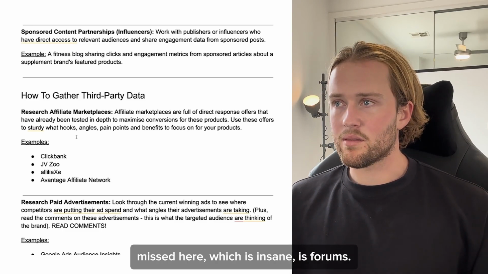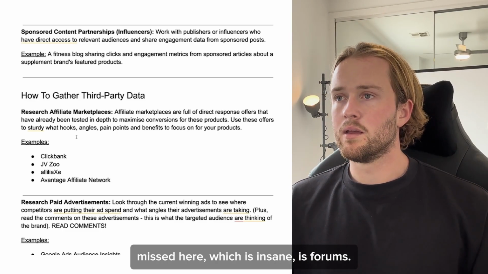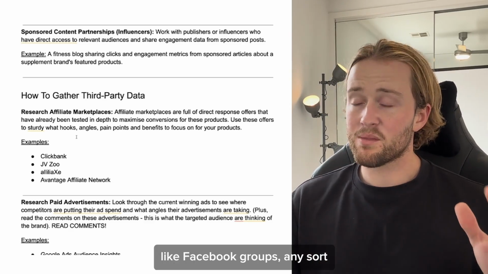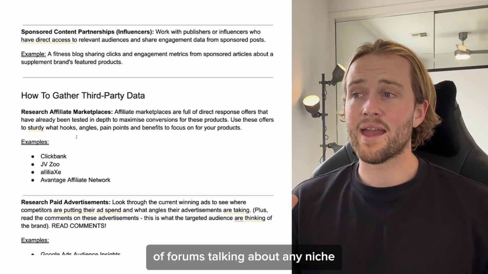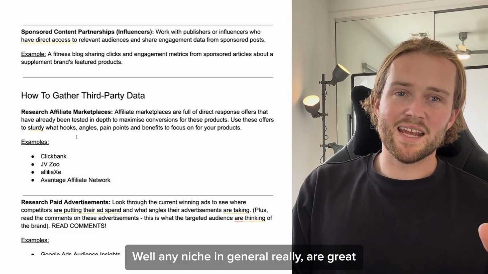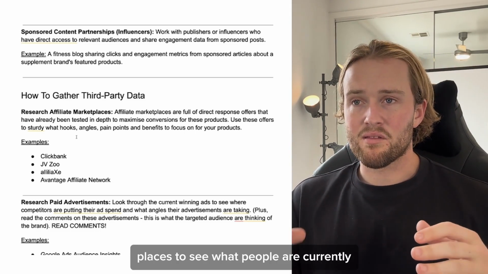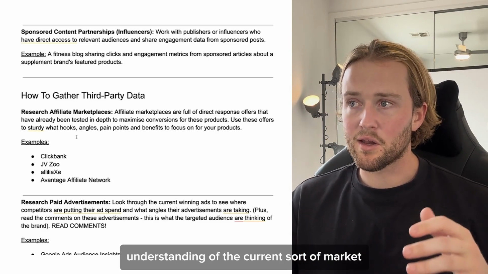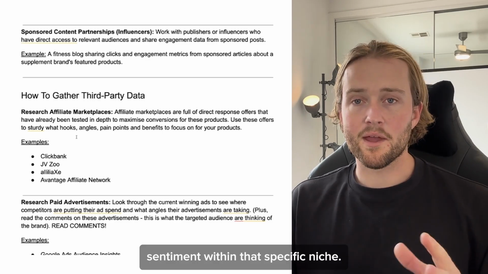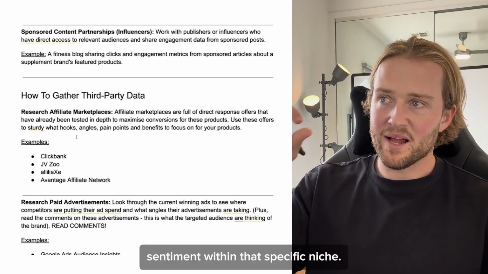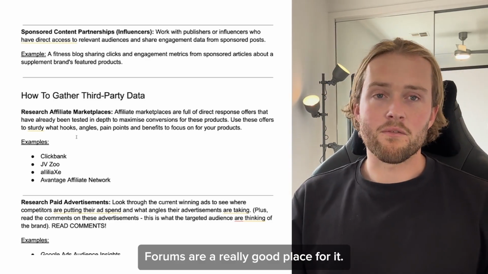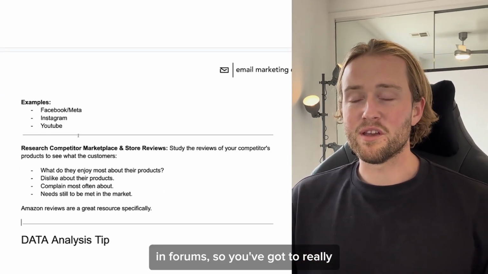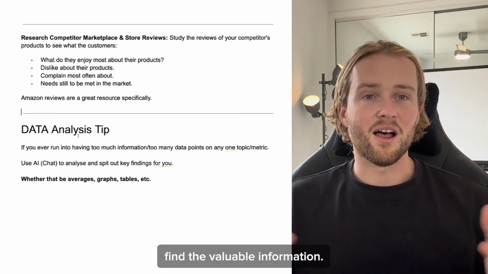One that I've somehow missed here, which is insane, is forums. Reddit, Facebook groups, any sort of forums talking about any niche, well, any niche in general really, are great places to see what people are currently thinking and feeling, to get a good understanding of the current market sentiment within that specific niche. Forums are a really good place for it. But there's also a lot of bullshit in forums, so you've got to really sort through it all to try and find the valuable information.